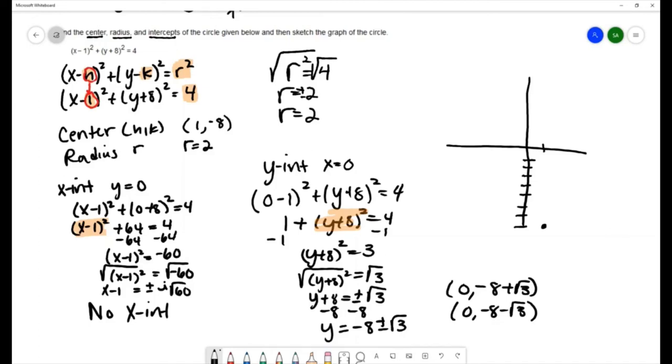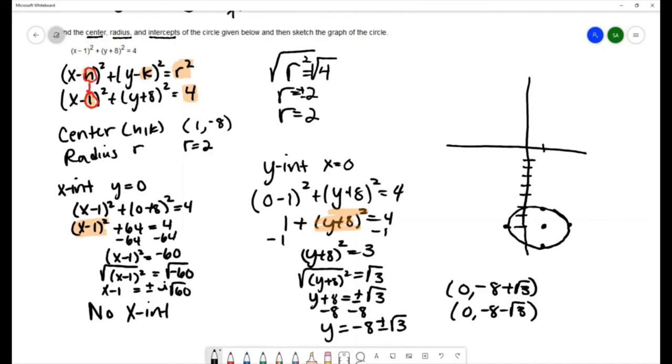So we'll, from the center, move up 2. That's a distance of 2. 2 to the left, that's a distance of 2. 2 down, a distance of 2. And 2 to the right, a distance of 2. I'm reminding you that the radius represents the distance from the center to every point on the circle. So by traveling a distance of 2 away from the circle's center, you're arriving at points on the circle. We're going to connect those points to create the circle. And there we have the graph of the circle.